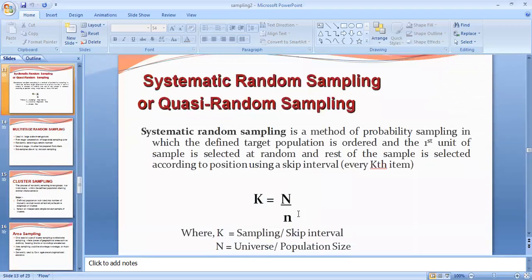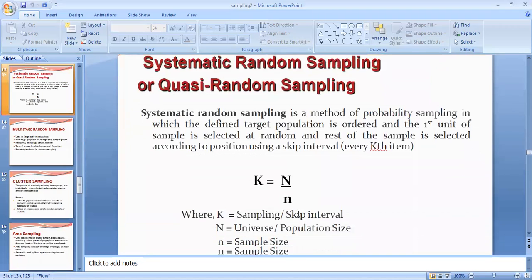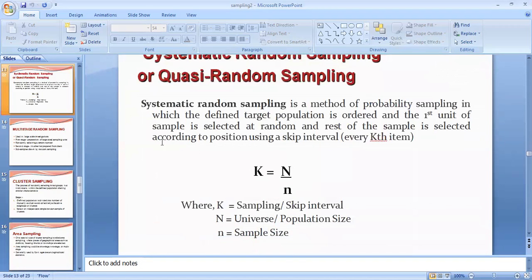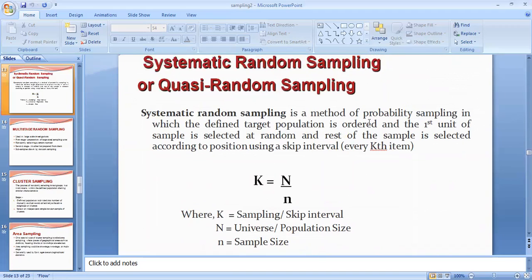And systematic random sampling and quasi random sampling, this is actually another important sampling method. This is probability-based sampling, in which the target population is ordered and the first unit of the sample is selected at random, and the rest of the sample is selected according to the position using a skip interval.